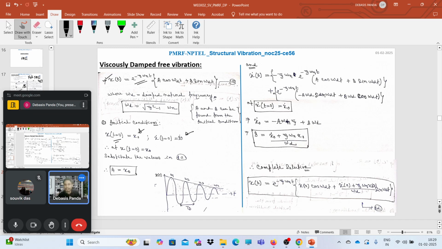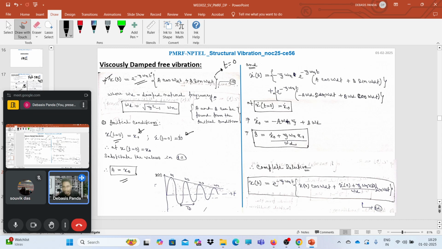Now in this equation 1c, just put t equals 0. Because the sine part becomes 0, we will have A into 1, and with omega n t equals 0, the exponential part will be 1. So we are left with A equals x naught.